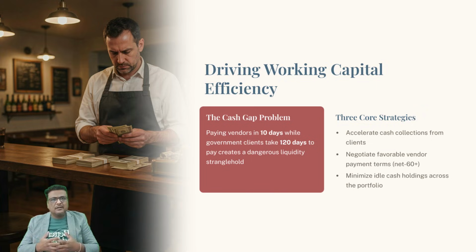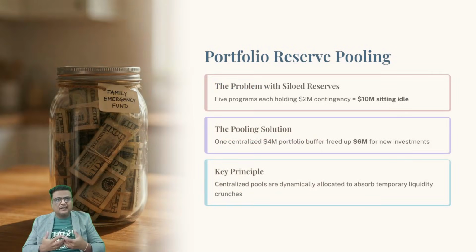So now that we've mastered how working capital protects our liquidity, you might be wondering how we use master portfolio reserve pooling to solve temporary cash crunches. Let's talk about the practical mechanics of utilizing portfolio reserve pooling: pooling cash contingency reserves across multiple programs rather than keeping isolated, locked up cash piles in every single corner of the enterprise. According to the official study guide, portfolio financial management requires establishing centralized reserve pools that can be dynamically allocated to absorb temporary liquidity crunches across constituent programs.